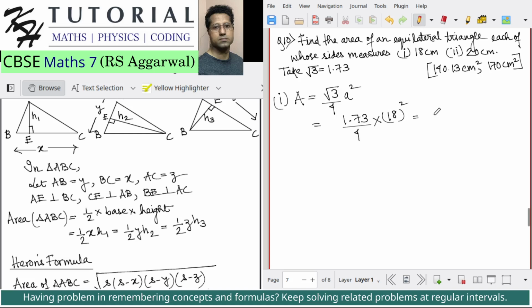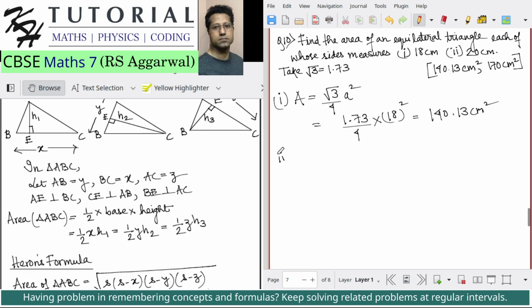Okay. So this will be how much? I have to use the calculator for this. 18 multiplied by 18 is 324, multiplied by 1.73 is 560.52, divided by 4 is 140.13. So this is 140.13 centimeter square for part 1.